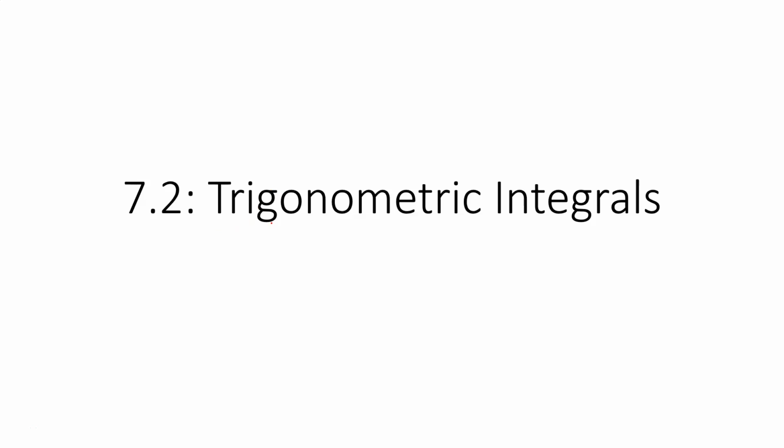Here in section 7.2, we'll be looking at trigonometric integrals, which involves using some trig identities to help us manipulate integrals that involve trig functions. So we'll focus mostly on a couple of specific forms where we have powers of sine, cosine, secant, tangent, and some variations of those.